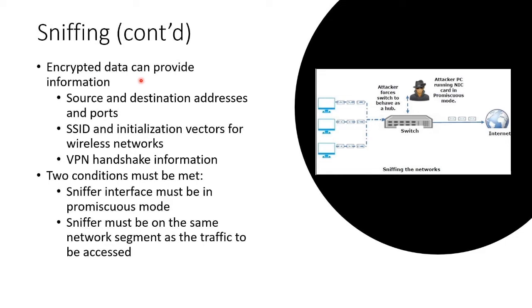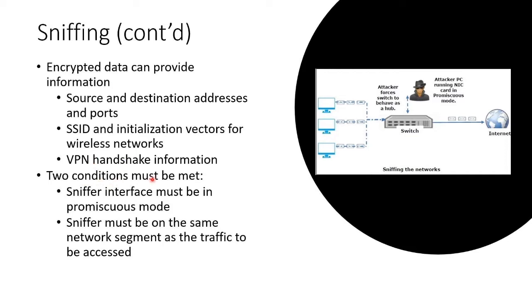Encrypted data, you can sniff it, but you can't really see what's inside by virtue of the fact that it's encrypted. However, you can capture it and try to crack it. You can certainly see source and destination addresses and ports. You can see wireless SSIDs and initialization vectors for wireless networks. You can capture the beginning of a VPN handshake. Just like a WPA or WPA2, just capture the handshake and send it to an online cracker.